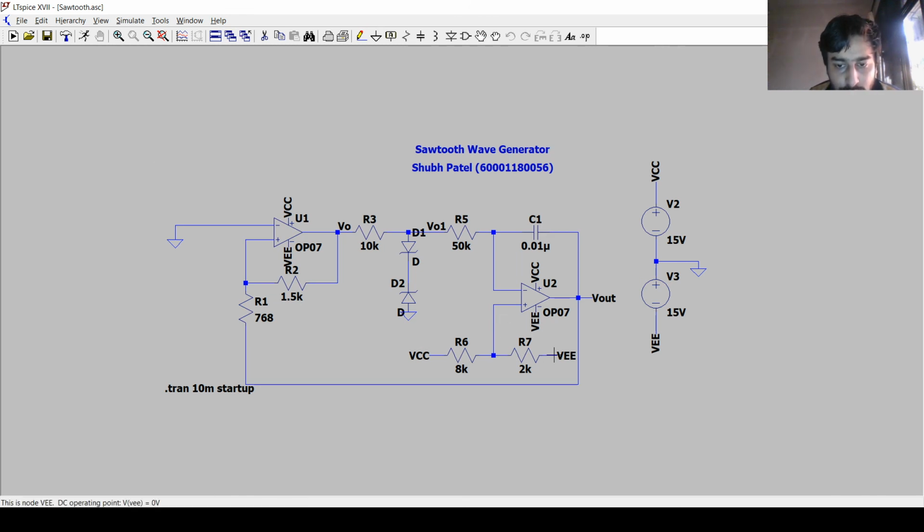We have also used a potentiometer which is connected to the non-inverting terminal of this op-amp OP07. If R7 is greater than R6, then the value will be more towards VEE, and if vice versa, then the value will be more toward VCC. In this case, R6 is greater than R7. Now let's run.